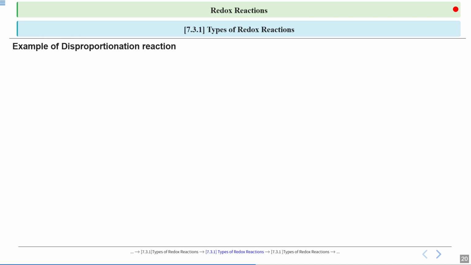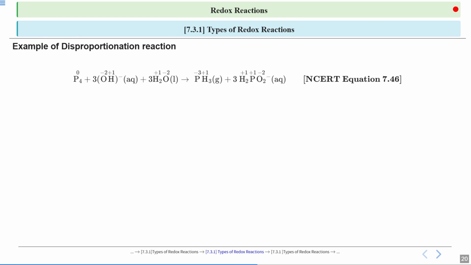Some more examples of disproportionation reaction. Here you will find the reaction of phosphorus in the alkaline medium. Here P4 is reacting with 3OH negative and 3H2O to give PH3 plus 3H2PO2 negative. You will find that phosphorus is in 0 elemental state, while in the product it is in -3. Oxygen is in -2 in the reactant, while in the product it is also in -2. While if you look at the phosphorus only, you will find that it is in -3 and +1 oxidation state in the product.